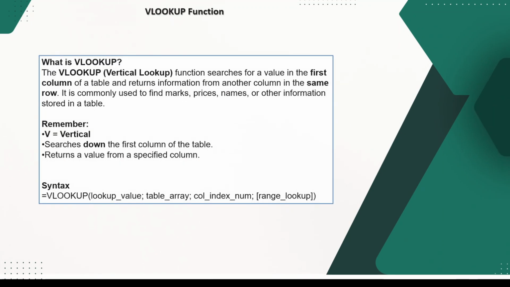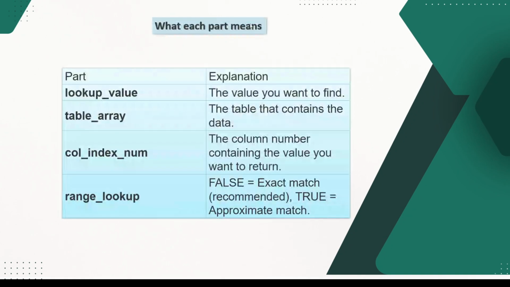Now here I have what we call Vlookup, and Vlookup, I like to outline to learners that it is a vertical lookup. It has to do with, maybe let's say, a table that is vertically aligned, that is information going down. So it searches down the first column of the table and returns a value from a specified column. And then right here you have the syntax, for example. And then next you have some explanations right there.